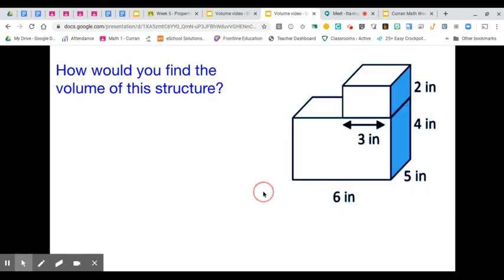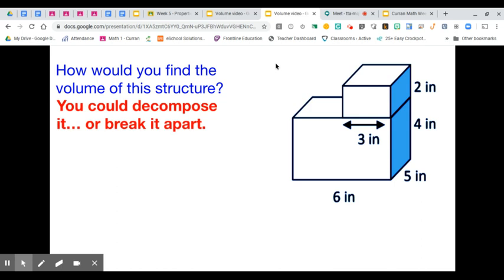Let's take a look at another example. How would we find the volume of this structure? While looking at the structure, I notice that it is made up of two rectangular prisms. I have a large rectangular prism here on the bottom, and I have a smaller rectangular prism on the top. Well, an easy way to do it would be to decompose it or break it apart. I would pop that top right off, and I would have two rectangular prisms.